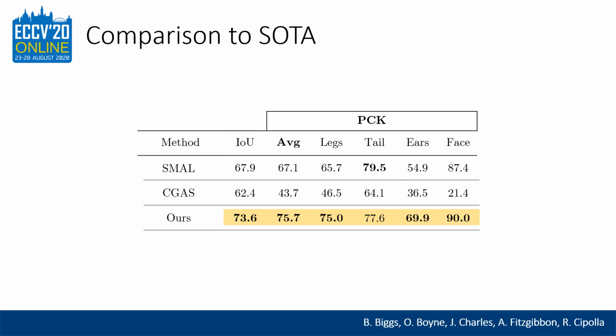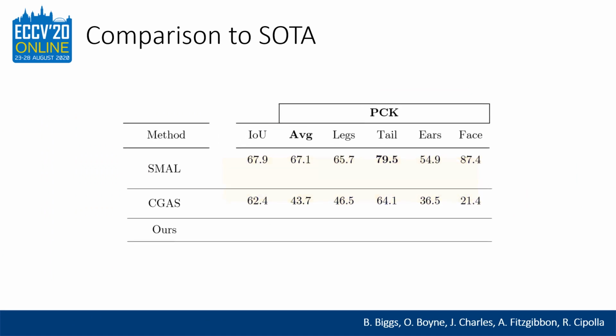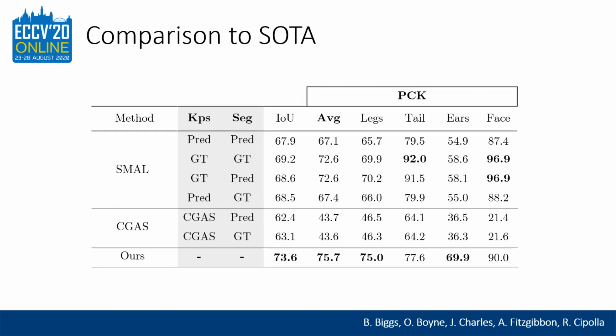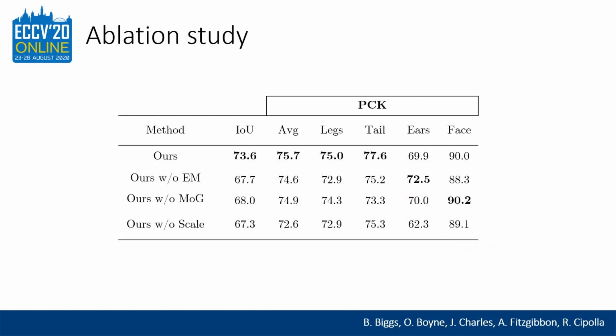This table reflects our improvements numerically, showing that our method produces improved silhouette coverage and reprojected keypoint accuracy than the competitors. Encouragingly, we also see our method outperforms competitors when we allow them access to test time ground truth annotations. Note that our method only takes a 2D image at test time.